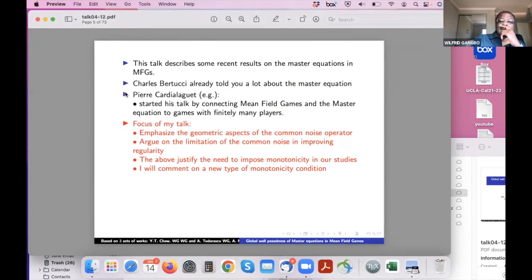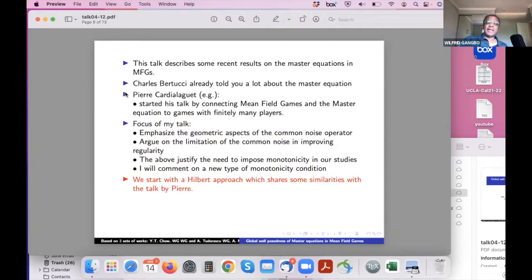Okay, so I would like to emphasize the geometry aspect of the common noise operator. I would like to argue on the limitation of the common noise in improving regularity. And the above justifies the need to impose a monotonicity condition if one wants to maintain regularity. I will comment on a new type of monotonicity condition, which our work with Mezaros, Mu, and Zhang is based on.